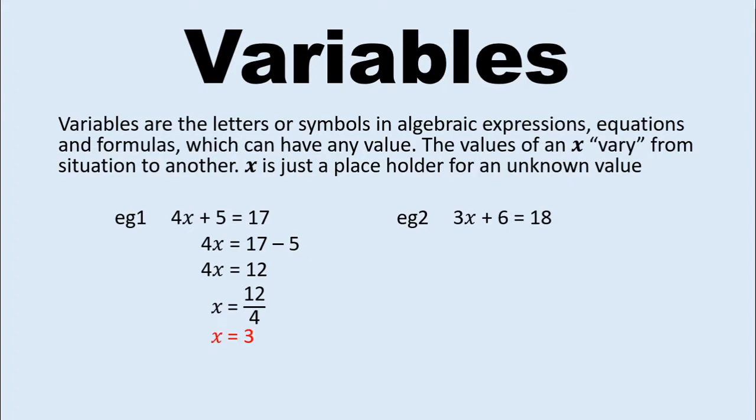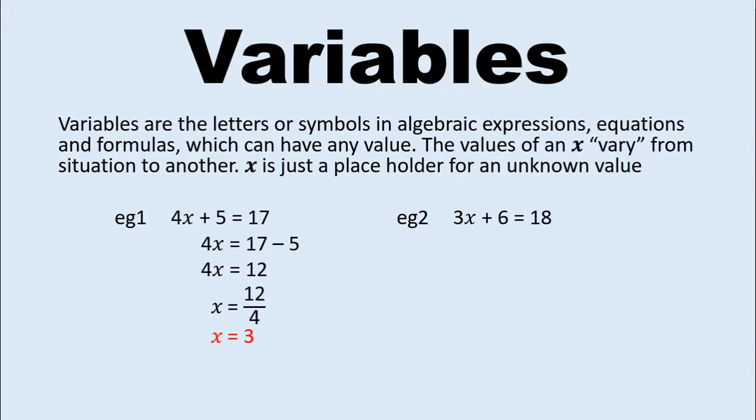If I wanted to check that, I could substitute the value 3 in for x in this equation. So 4 times 3, 12, plus 5 is 17. So that's solving an equation. And then to check your solution, you could substitute into that equation to see that it works. In example 2, x's value is not necessarily 3. Again, we can work this through, rearranging to get x on its own to find its value.